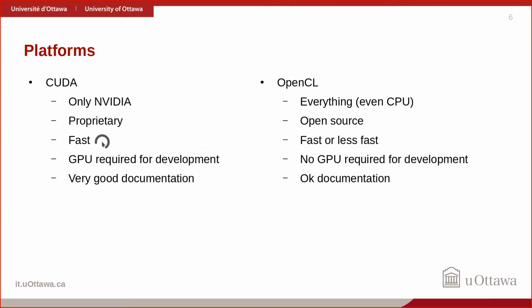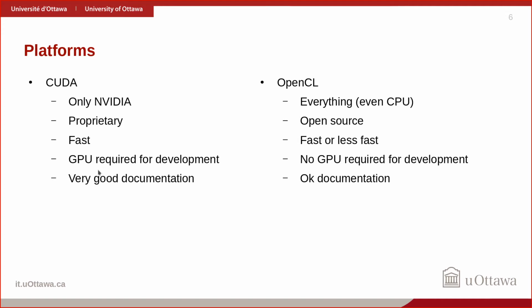CUDA is also very fast because NVIDIA really makes a big effort to make sure that they stay on top for the GPU computing market. OpenCL is also very fast, and in some areas they're less fast. It's a bit hard to compare because it really depends on what you're trying to solve.